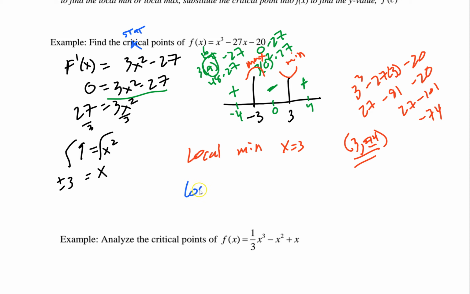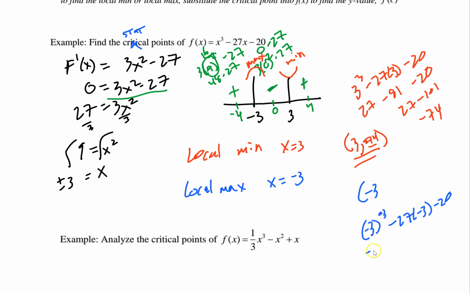My local max is at x equals negative 3. Same idea, plug it in. Right, because I actually got to find the y value. So if I plug in negative 3 cubed, minus 27 times negative 3 minus 20.